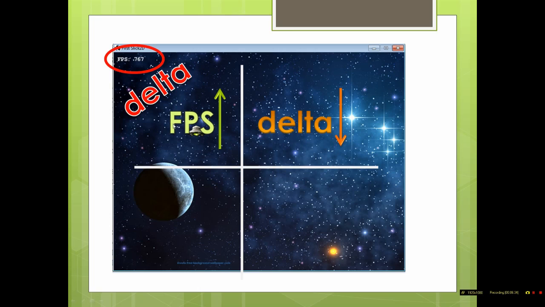So, as frames per second gets higher in your game, this variable delta gets smaller in exact proportion. So, if frames per second goes up, let's say 10%, delta goes down 10%. So they're inversely proportional. They're exact opposites of each other. The higher frames per second is, the lower delta is. And the same thing is true: as frames per second dips and drops, delta increases. That's going to be very important.